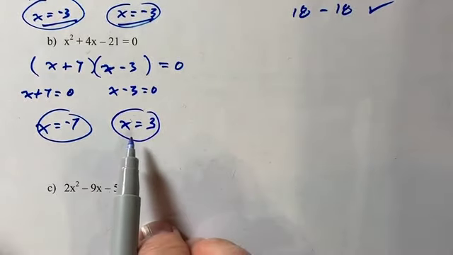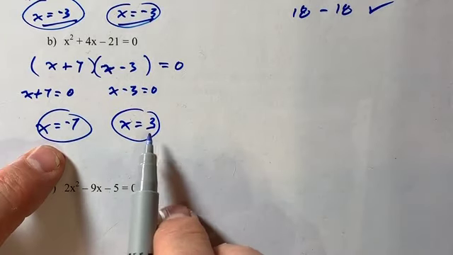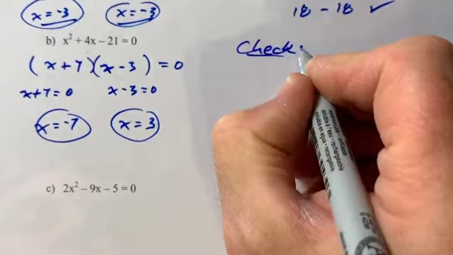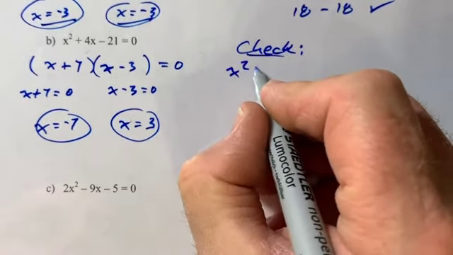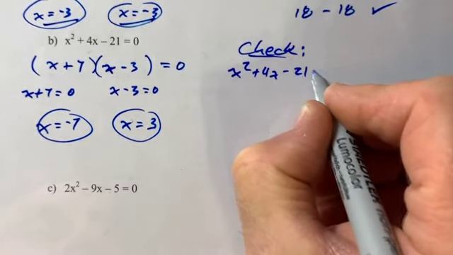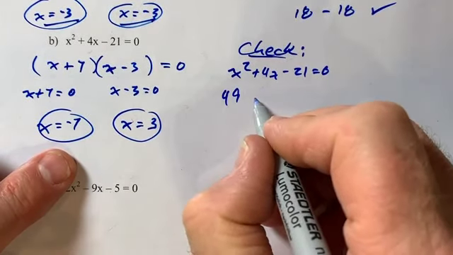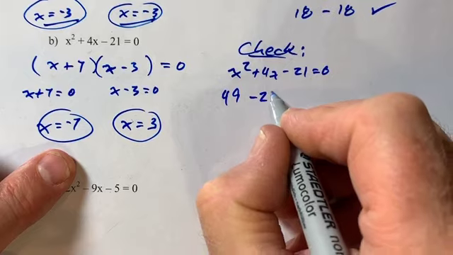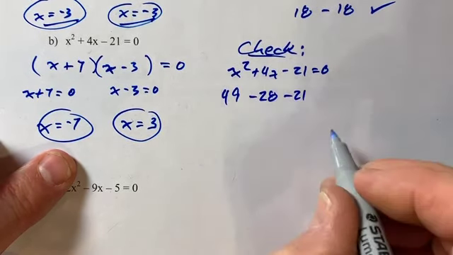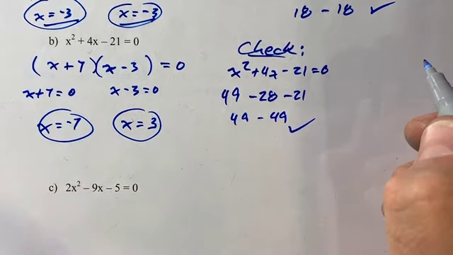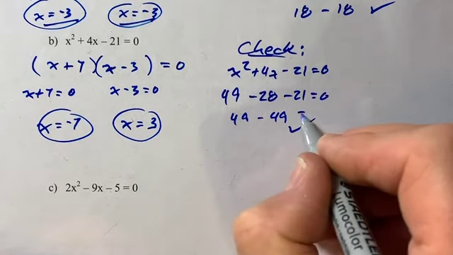I have two different answers. Negative 7 should work. Positive 3 should work. Well, let's try them both. Remember, here's my check. X squared plus 4x minus 21 is equal to 0. So take negative 7, plug it in. So 49, 4 times negative 7, so minus 28, and then minus 21. Hang on, that makes 49 minus 49. Yes, that does make 0.